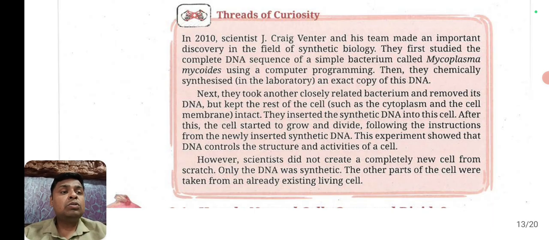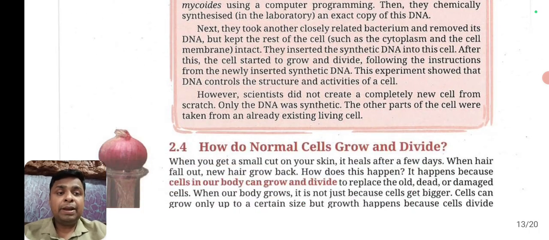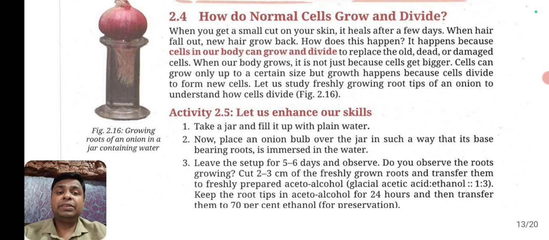They took another closely related bacterium and removed the DNA and kept the rest of the cell intact. They inserted the synthetic DNA in. After this, cells started to grow and divide following the instructions from the newly inserted synthetic DNA. So this experiment shows that DNA controls the activity of the cell. So it's like a brain of the cell. Everything is controlled by DNA.